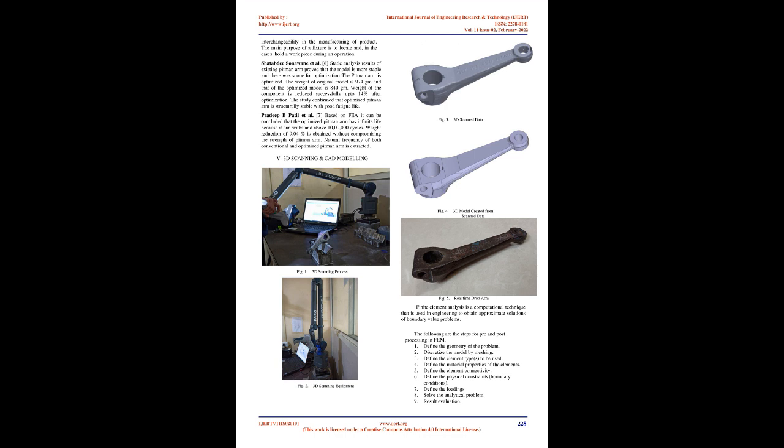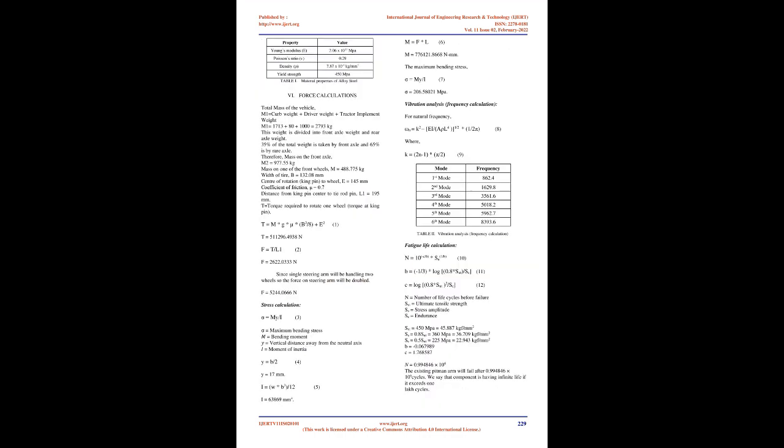Natural frequency of both conventional and optimized pitman arm is extracted. 1. V3D scanning and CAD modeling. 2. Discretize the model by meshing. 3. Define the element type, S, to be used. 4. Define the material properties of the elements.